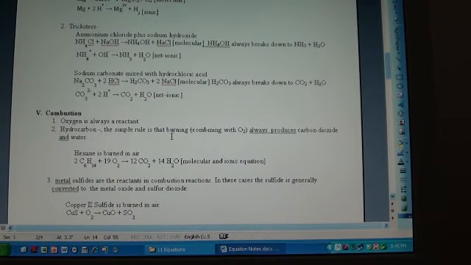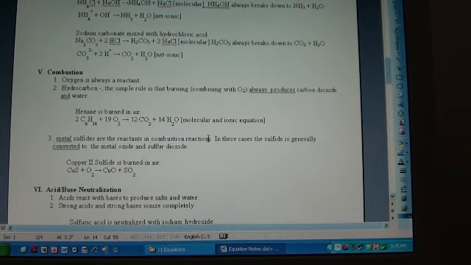Okay, let's talk about a combustion reaction. Oxygen is always a reactant. If you have a hydrocarbon, remember that they're not going to tell you that it's a combustion reaction. They're going to say it is burned, reacted in air, or something like that. It always produces carbon dioxide and water. Now, you can have a metal sulfide plus oxygen makes the oxide and SO2 gas.